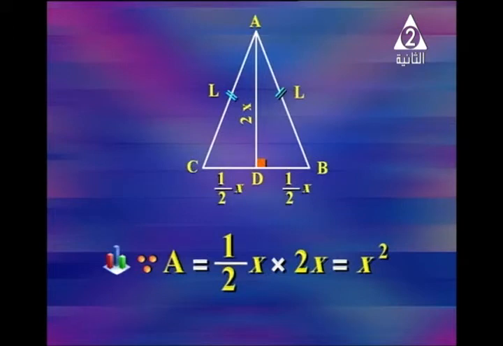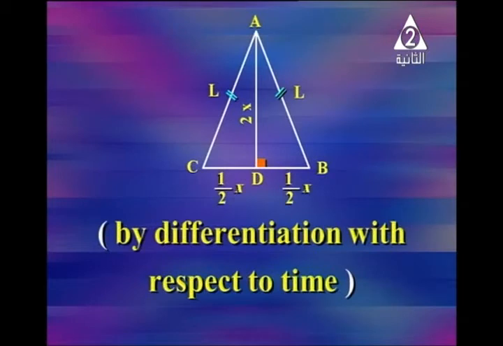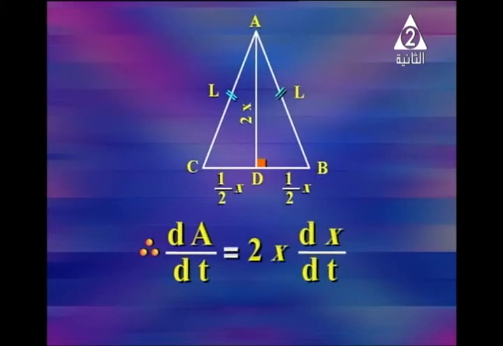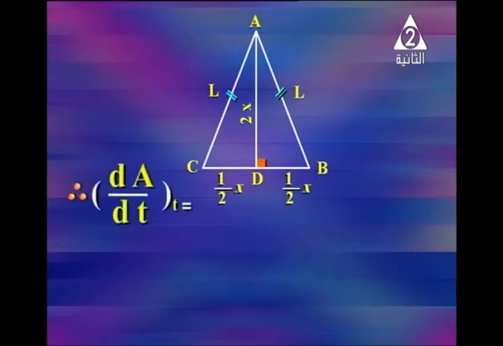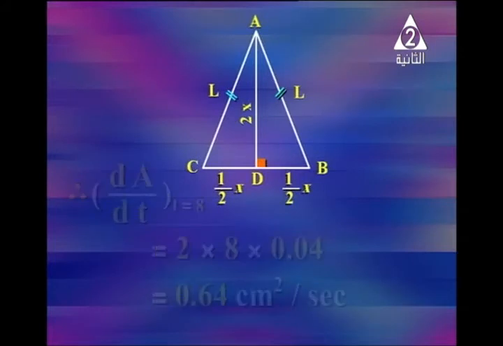Then what is the area of the lamina? This lamina is shaped like an isosceles triangle. Then area equals half times x times 2x, equal x squared. Differentiating with respect to time t, dA over dt equals 2x dx over dt. At t equals 8, dA over dt equals 2 times 8 times 0.04, equals 0.64 square centimeters per second.